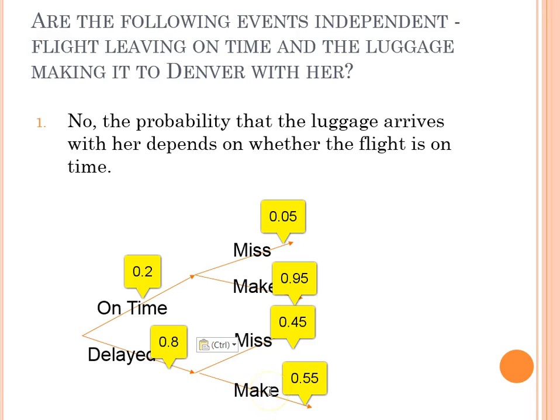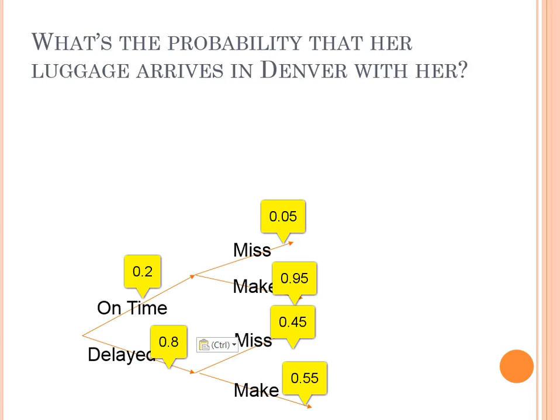If the luggage making it is the same for both paths, then these events would be independent because it wouldn't matter which path she's gone down, the probability of the luggage making the flight would be the same. But in this problem, they're different, and so they have to be dependent. Now we want to know what's the probability that her luggage arrives in Denver with her. So we'll use the multiplication rule to answer this one.